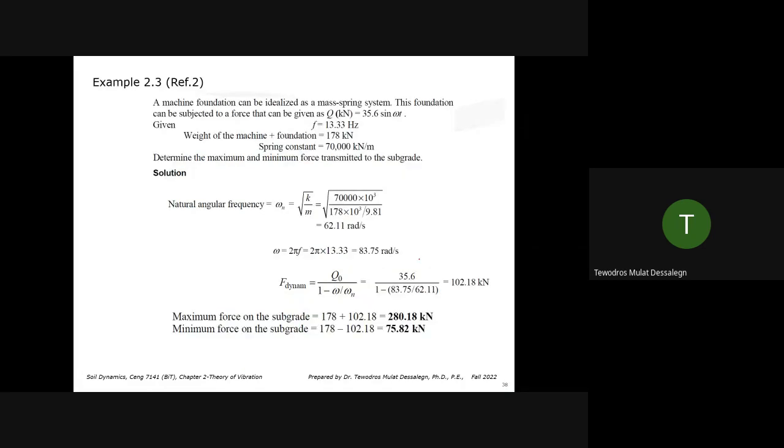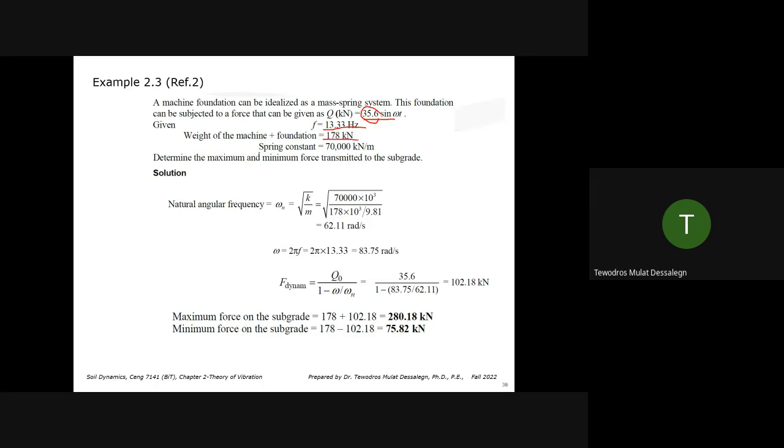Let's do a simple example. A machine foundation can be idealized as a mass spring system. This foundation is subject to a force given by Q equals 35.6 sine omega t. It's a continuously vibrating force, and the amplitude is 35.6. That's a peak value. Given f equals 13.3, this is the forcing frequency. Weight of the foundation and machine, 178 kilonewton.